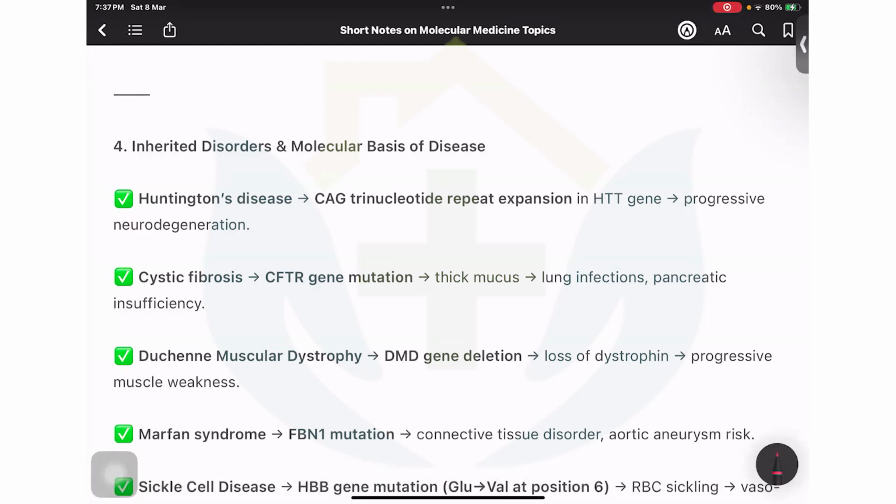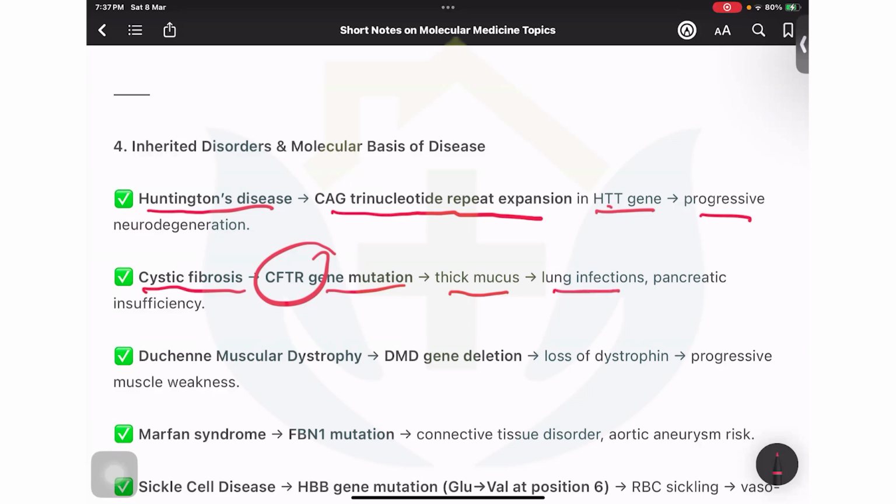So for reference and memory sake, Huntington disease is CAG trinucleotide repeat expansion in the HTT gene, leading to progressive neurodegeneration, and in Huntington disease there is Huntington's chorea, dancing purposeless movement. Cystic fibrosis has a gene mutation in CFTR, which is a chloride channel gene, leading to thick mucus formation, and thick mucus plugs all the tubes, be it bronchi leading to lung infection, be it pancreatic duct leading to pancreatitis, be it vas deferens leading to testicular insufficiency.